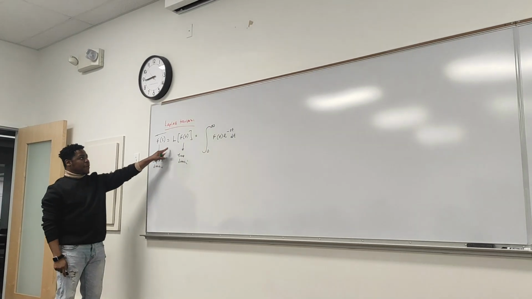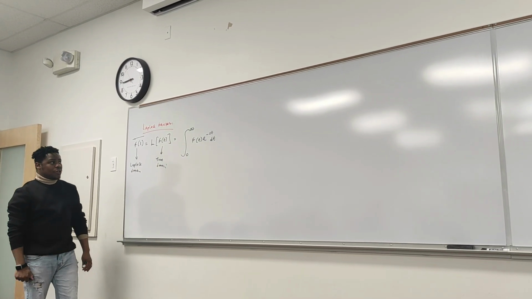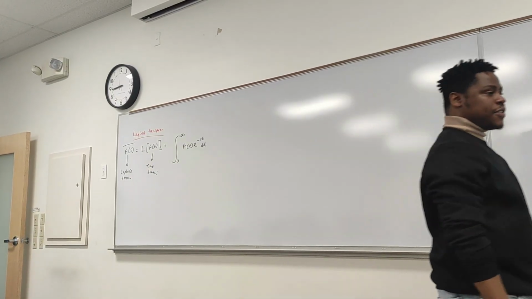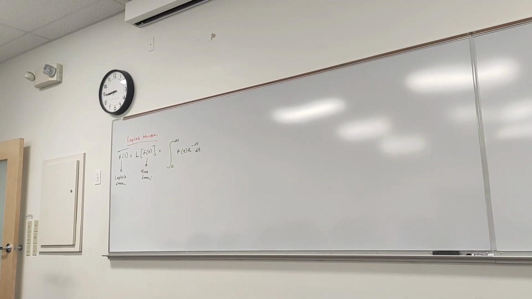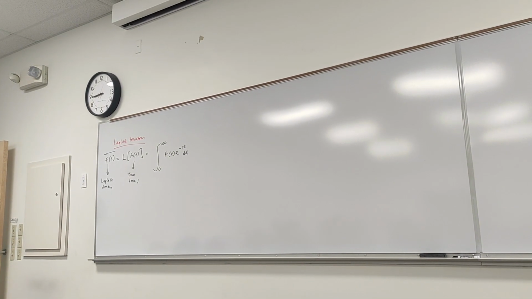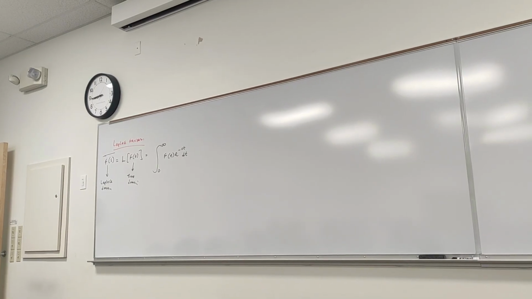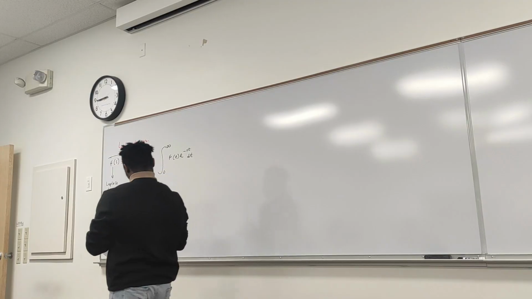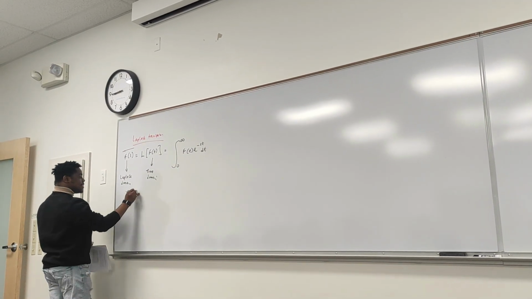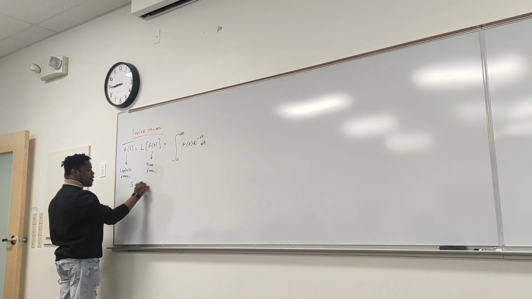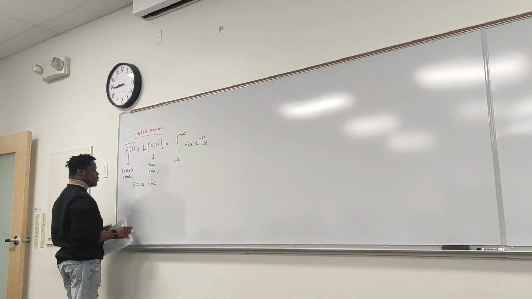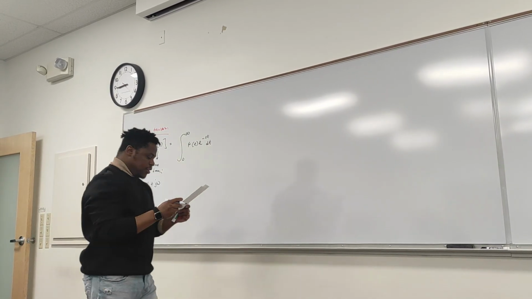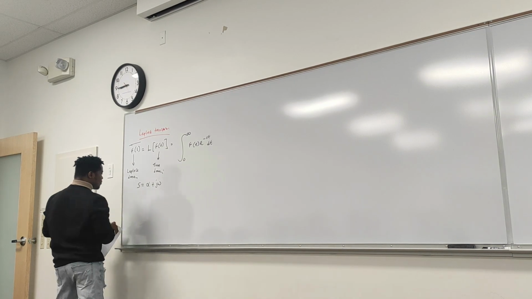So F of s is the Laplace of the time domain function, equals the integral of f of t times exponential minus st dt. We're going to do some questions, where s is a complex number given as alpha plus or minus jw. So that's s, right? So you can see here.